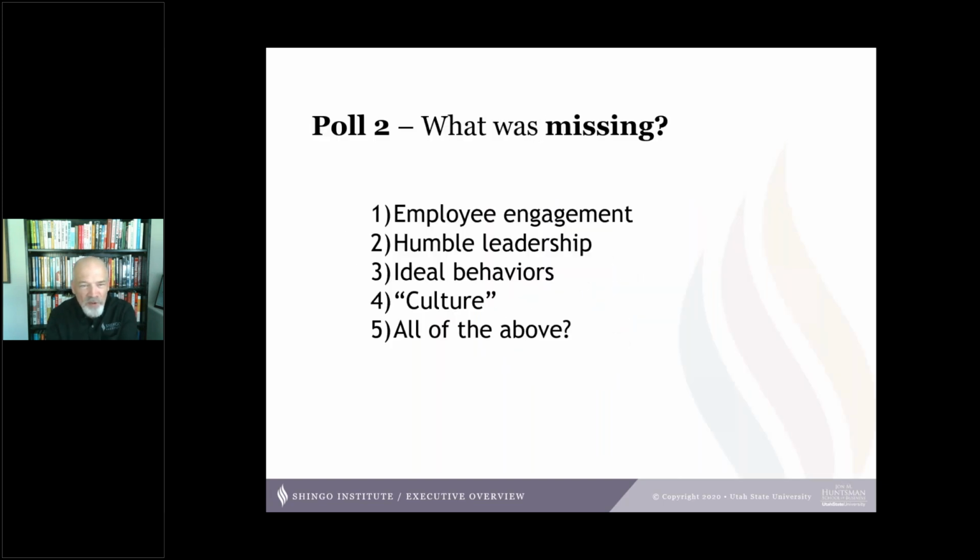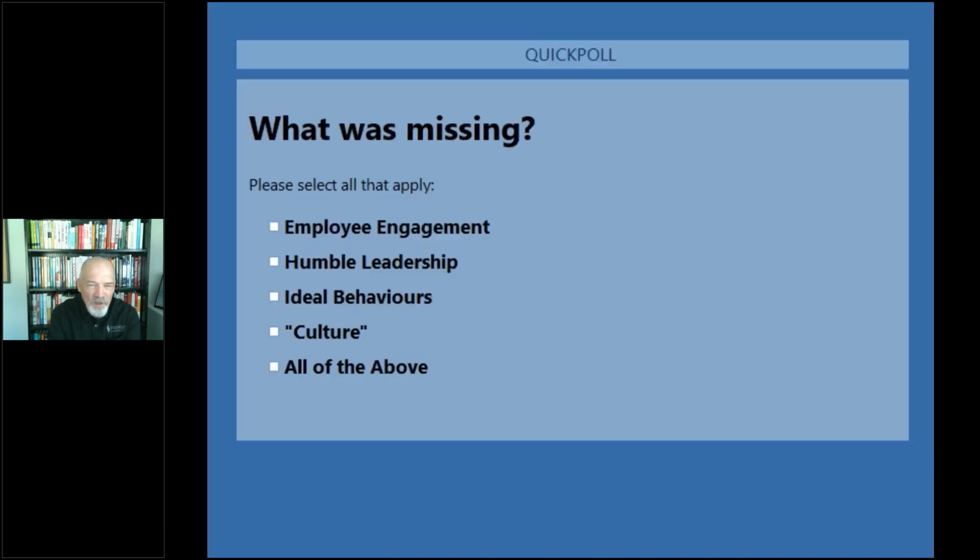So here's poll number 2. What do you think was missing when we did our research, when we compared the organizations that could not sustain their improvement efforts versus those that were able to sustain their improvement efforts? What was missing in those companies? Okay, so that poll's been launched, Ken. Okay.